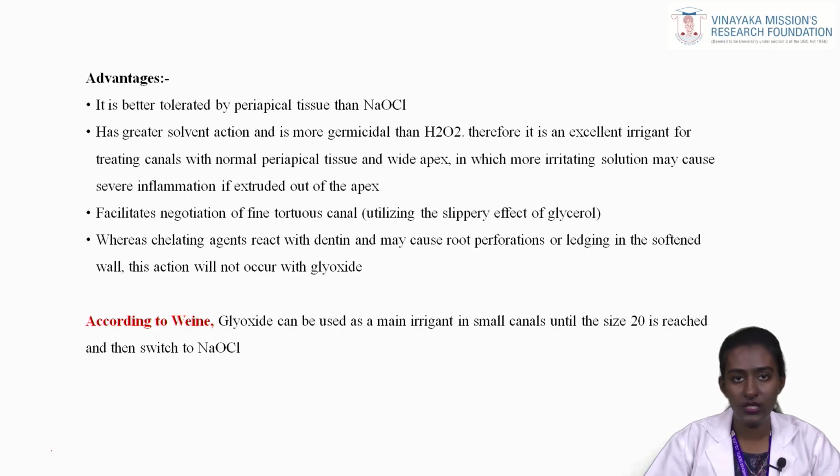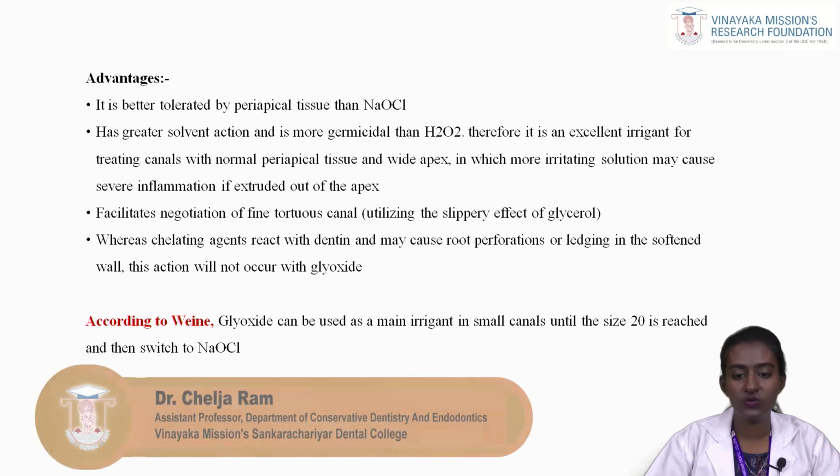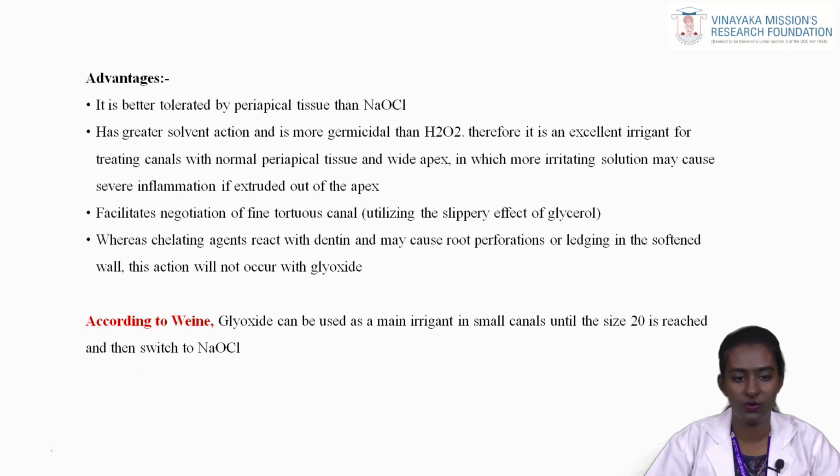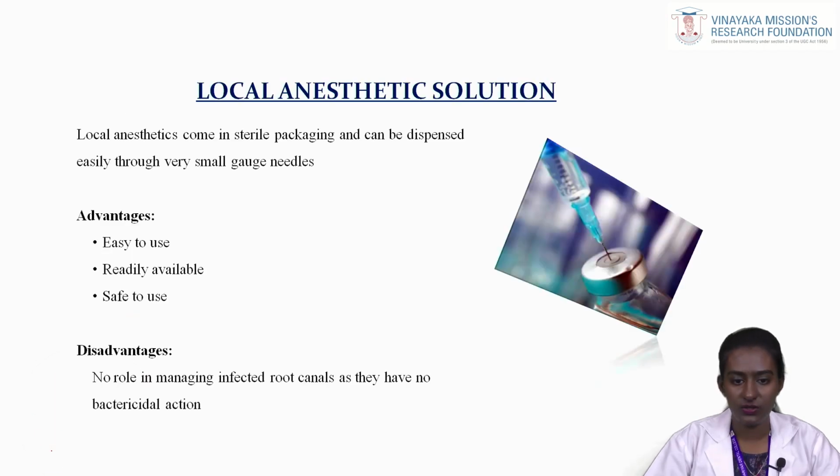According to Weine, it was found that glyoxide can be used as a main irrigant in small canals until size 20 is reached, and then we can switch to sodium hypochlorite. Next are the local anesthetic solutions, which come in sterile packaging and can be dispensed using small gauge needles.